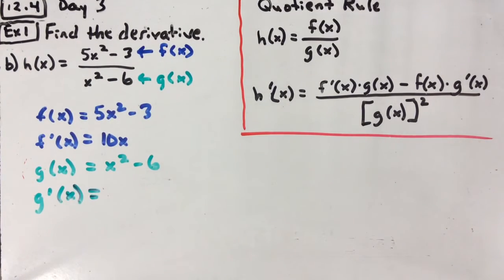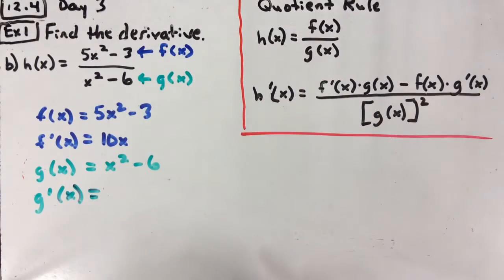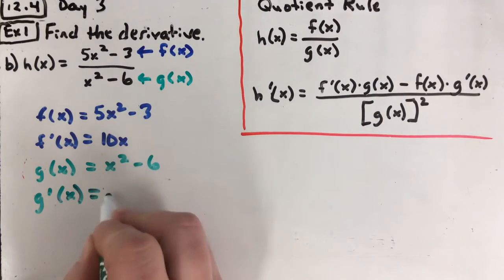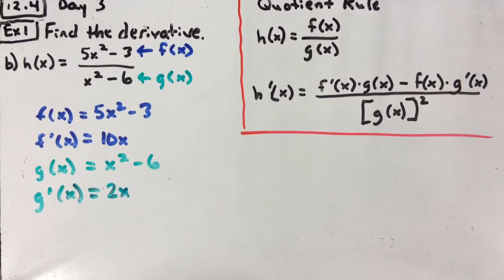So just like we did with the power rule, function f and its derivative, function g and its derivative. The derivative of 2x, bring the 2 in front, that gives me a 2x, and then our exponent would be first, so 2x to the first, and then the derivative of negative 6, that's just 0. So g prime of x is just 2x.